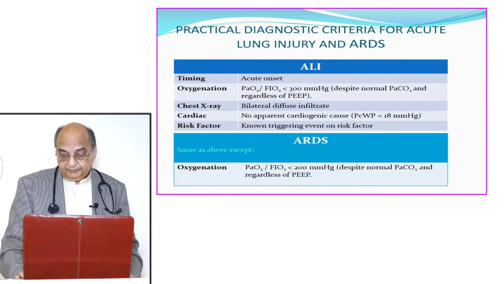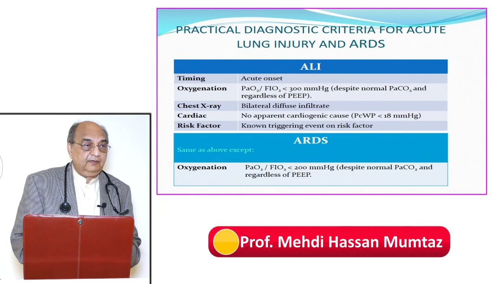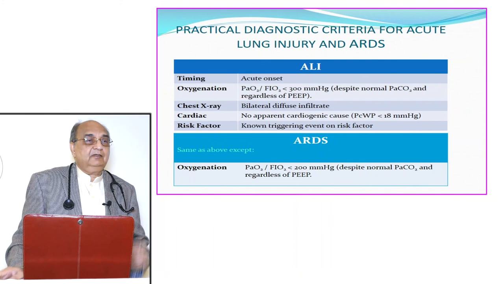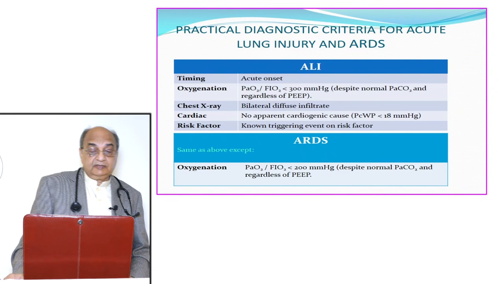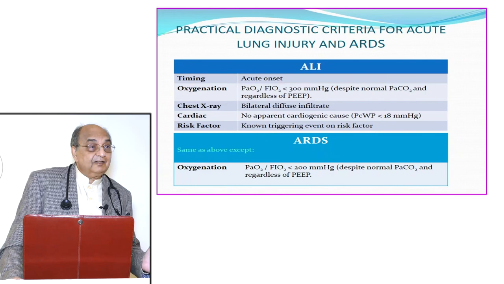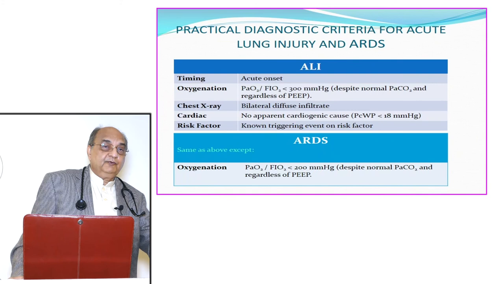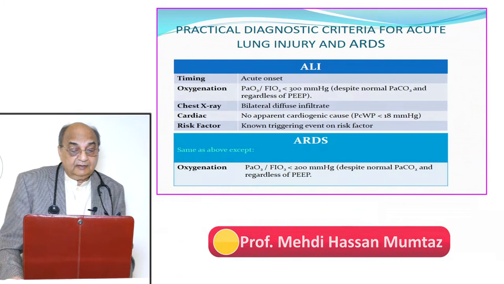Now, to differentiate between ALI and ARDS: ALI is of acute onset. Immediately, the first thing that will happen is that the onset will be acute. Then we look at the oxygenation. We look at the ratio of partial pressure of oxygen divided by FiO2, the fractional inspired oxygen concentration. Normally, it should be greater than 300, up to 500. But if this ratio is less than 300 but more than 200, we say the patient has gone into acute lung injury, ALI. Then, no apparent cardiogenic edema.